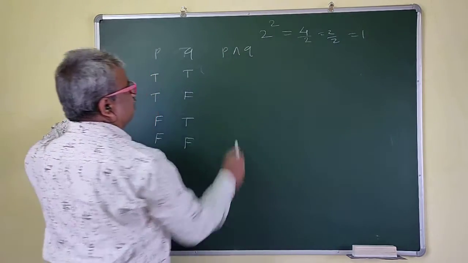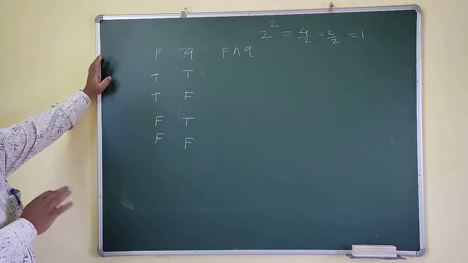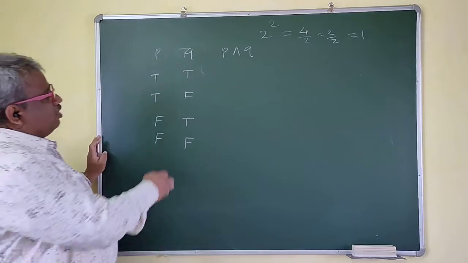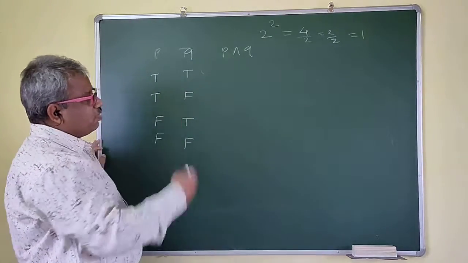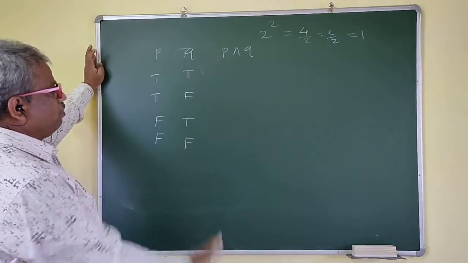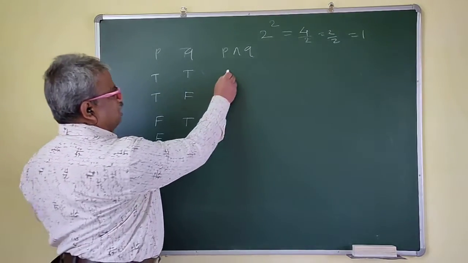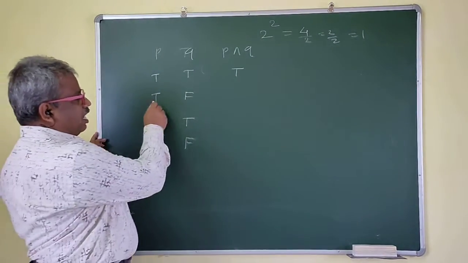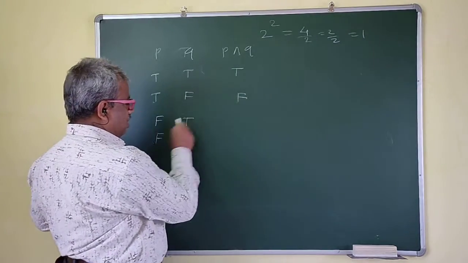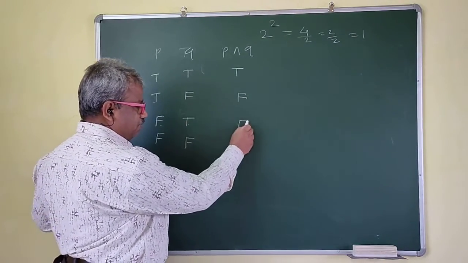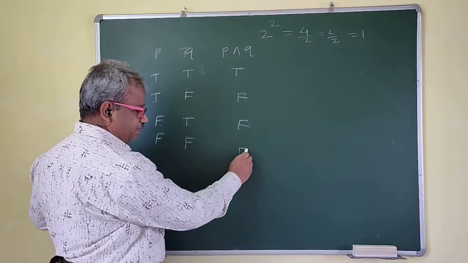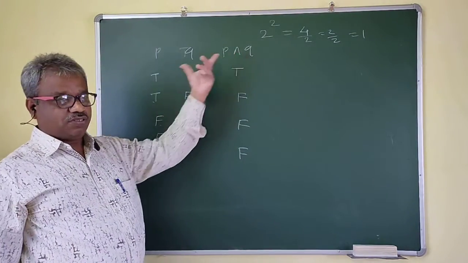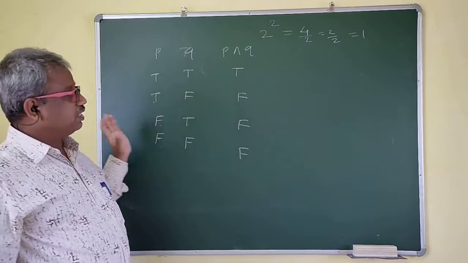So P and Q, you should remember this. If you remember this table, you will get the chapter, right? You can solve any problem from this chapter then. So you should remember this table. T and T is T. T and F is F. F and T is F. F and F is F. Right? So for and, take the false one.